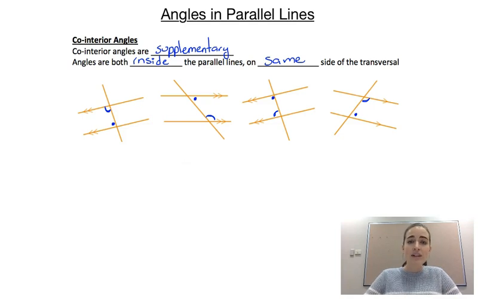So when we're looking at parallel lines, anytime we have 2 parallel lines, those 3 relationships will always hold. So let's have a look at angles in parallel lines.